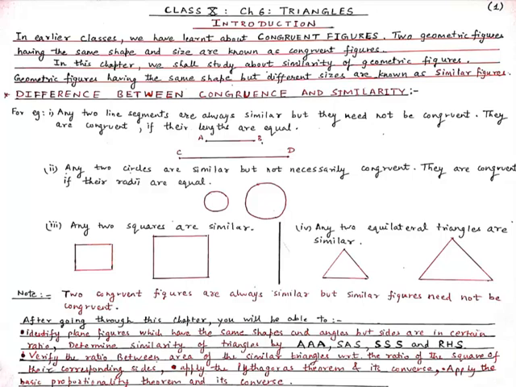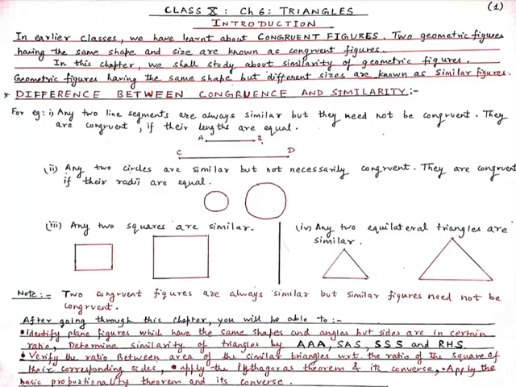Students, for example, as you can see, any two line segments are always similar, but they are not congruent. They are congruent only if their lengths are equal. Here, line segment AB is similar to line segment CD. Now, if we have two circles, they are similar, but it is not necessary that they are congruent, since they are congruent only if their radii are equal. And any two squares are similar, or any two equilateral triangles are similar, but not congruent. So from here we have concluded that two congruent figures are always similar, but similar figures need not be congruent.